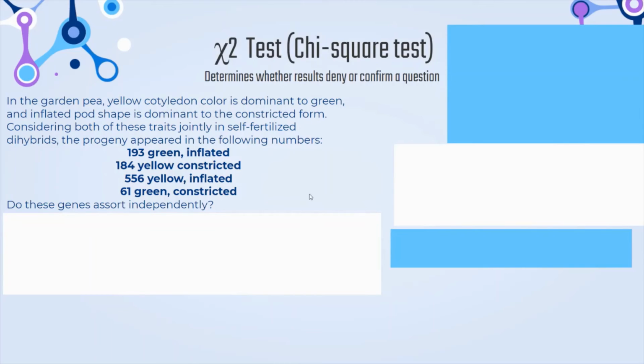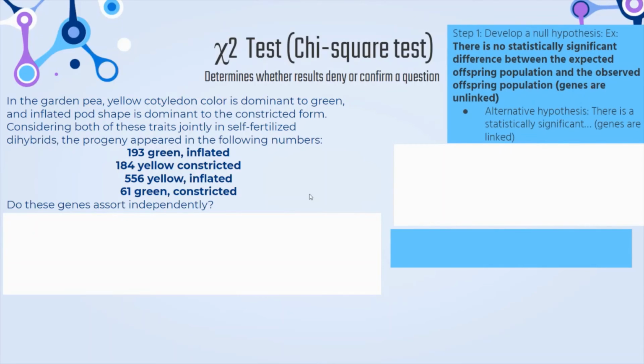The Chi-square test will determine whether or not the results deny or confirm a certain question. So in this question, it states that in the garden pea, the yellow color is dominant to green, and the inflated pod shape is dominant to the constricted form. Considering both of these traits jointly in the self-fertilized dihybrids, the progeny appears in the following numbers. And the question asks, do these genes assort independently?